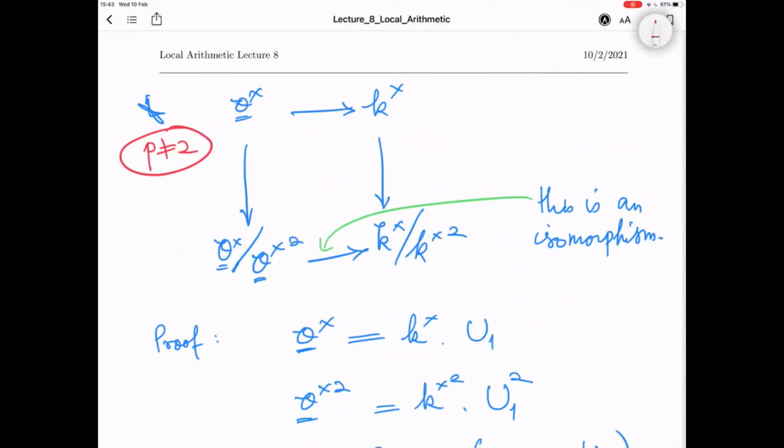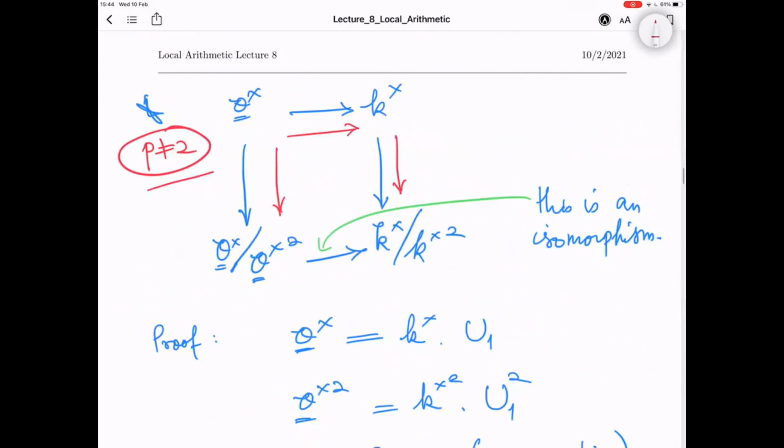So what's going on? P is different from 2. P is odd. From O star, I have this map to K star. I also have the map to O star modulo squares. From K star, I have the map to K star modulo squares. Therefore, there's an induced map here.